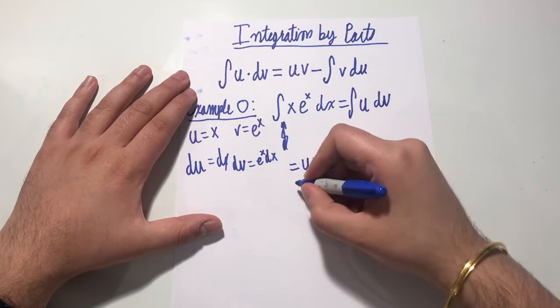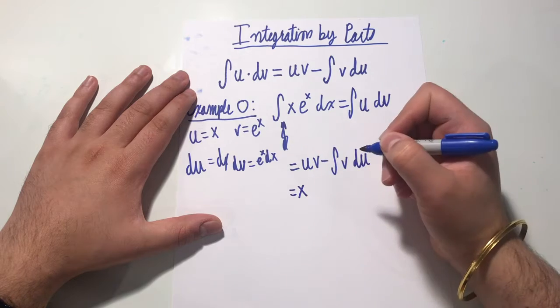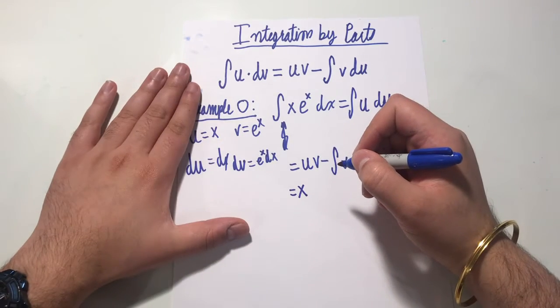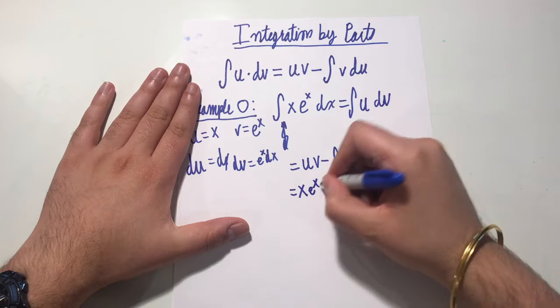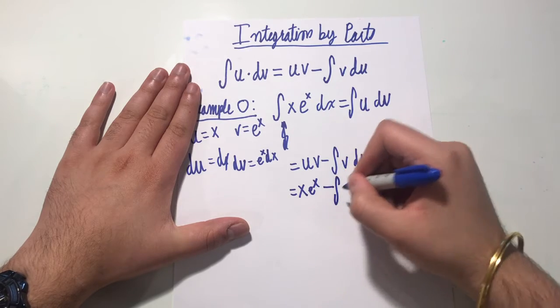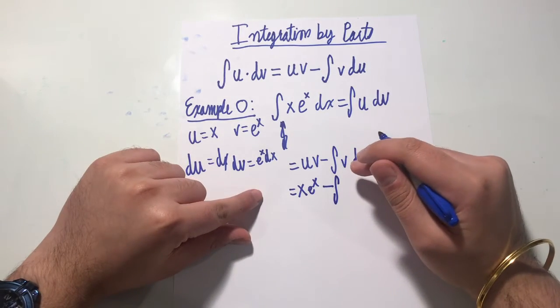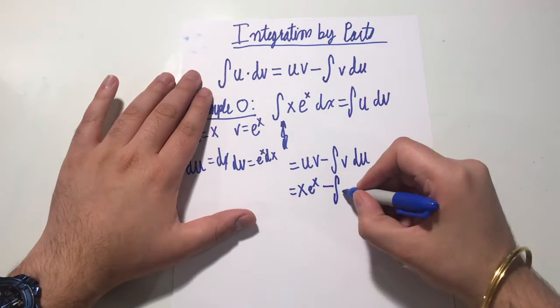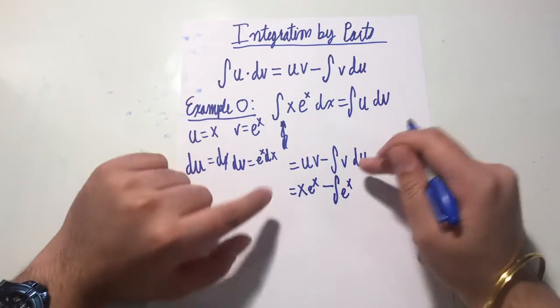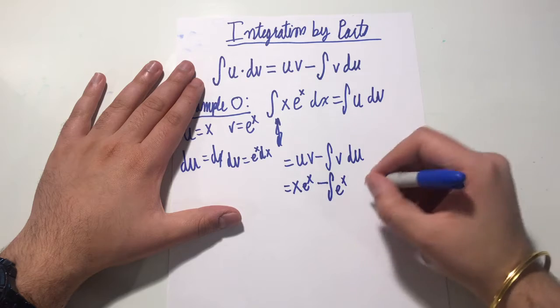So what was u? u was equal to x. What was v? v was equal to e to the x, minus the integral. What was v? That was e to the x. And what was du? That was just dx.